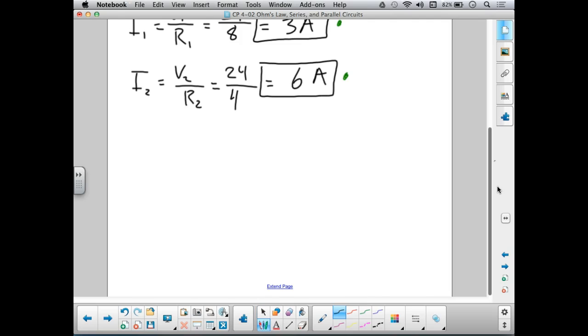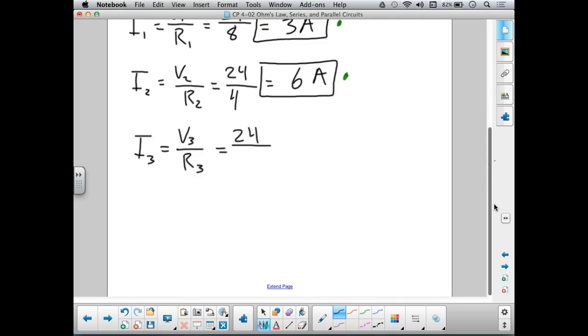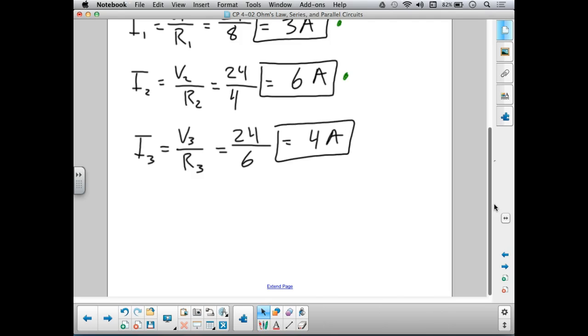We'll do the same thing for path number 3. Current through path 3 should be equal to the voltage across path number 3 divided by the resistance of path 3. 24 divided by resistance of path 3, which is 6. 24 divided by 6 is 4. Units are amps. There are 4 amps of current that are flowing through path number 3 of the circuit.